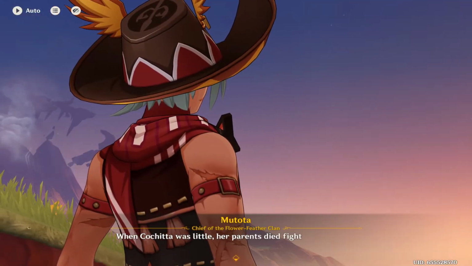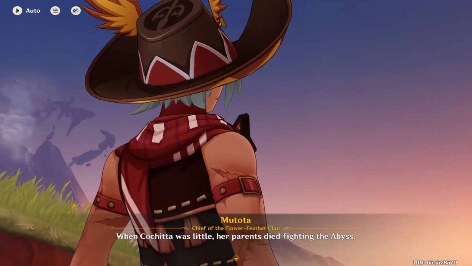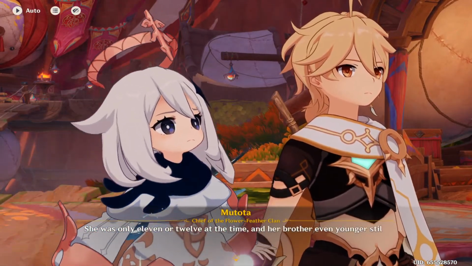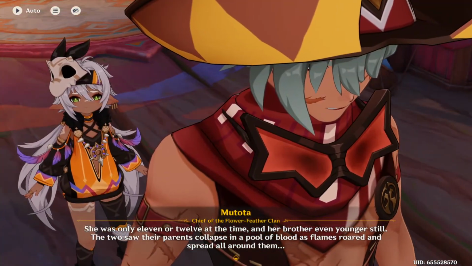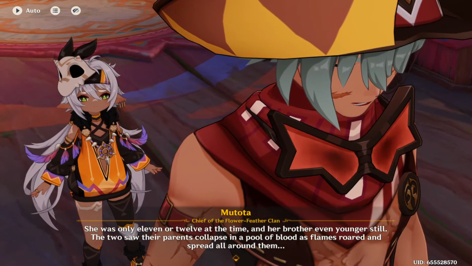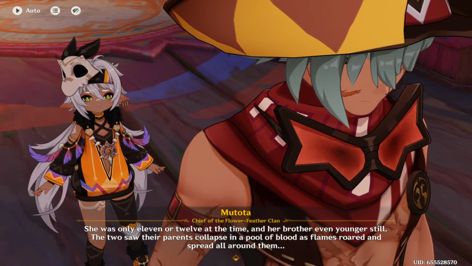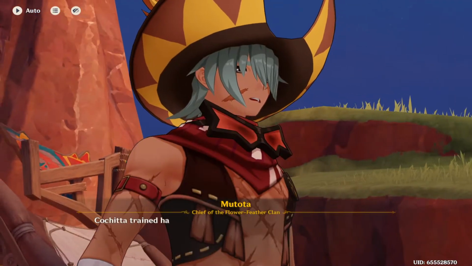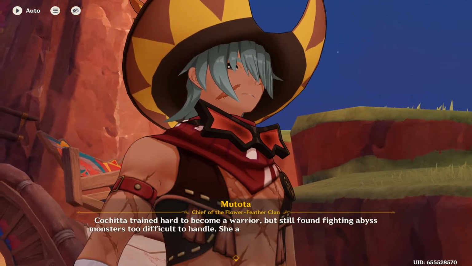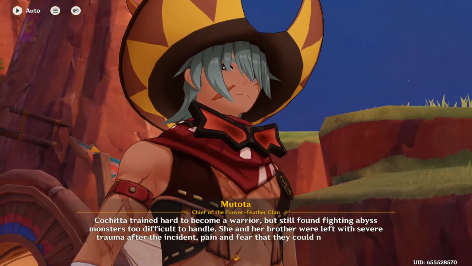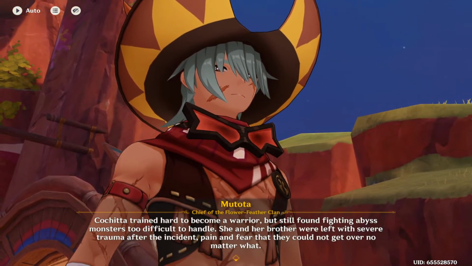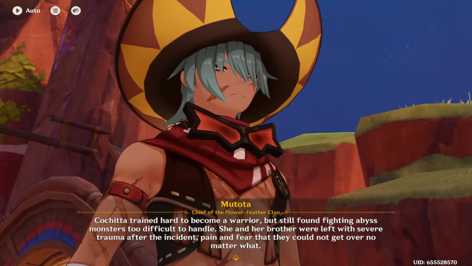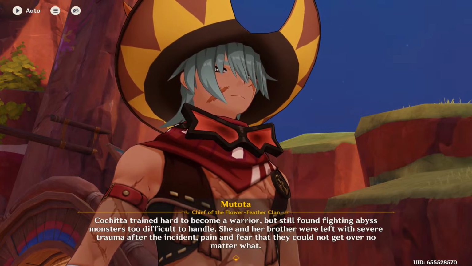When Kochita was little, her parents died fighting the Abyss. She was only 11 or 12 at the time, and her brother, even younger still. The two saw their parents collapse in a pool of blood as flames roared and spread all around them. Kochita trained hard to become a warrior, but still found fighting Abyss monsters too difficult to handle. She and her brother were left with severe trauma after the incident. Pain and fear that they could not get over no matter what.